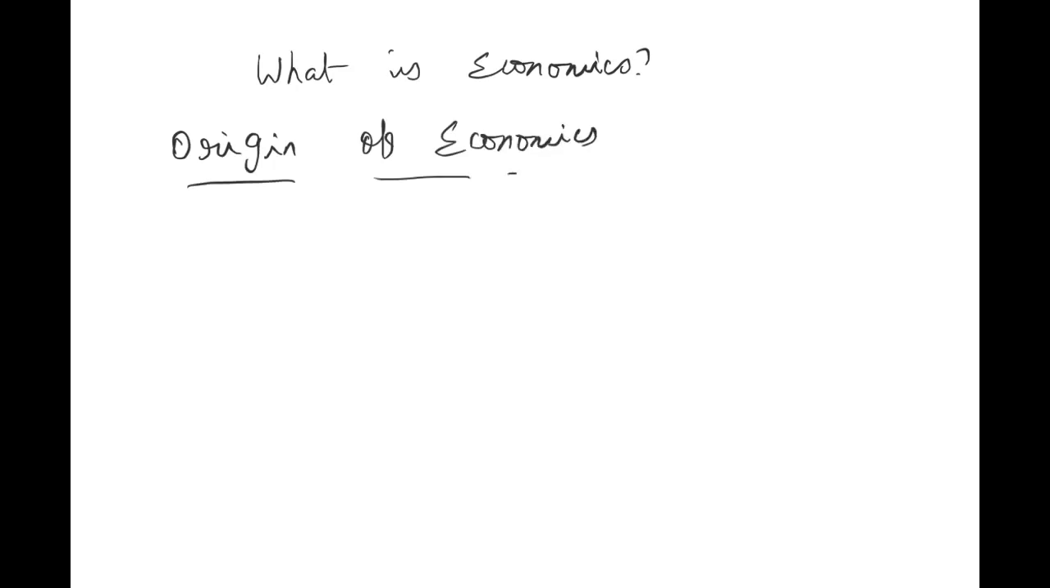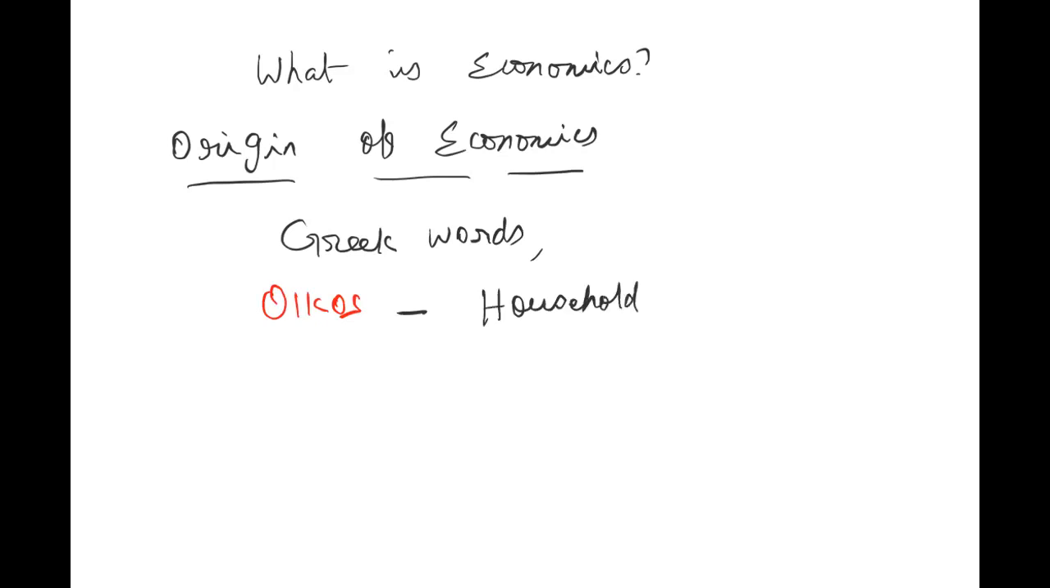So economics is derived from two Greek words. That is, one is oikos, which means household, and nemin, which means management. So put together, it is oiko nemin, that is household management.